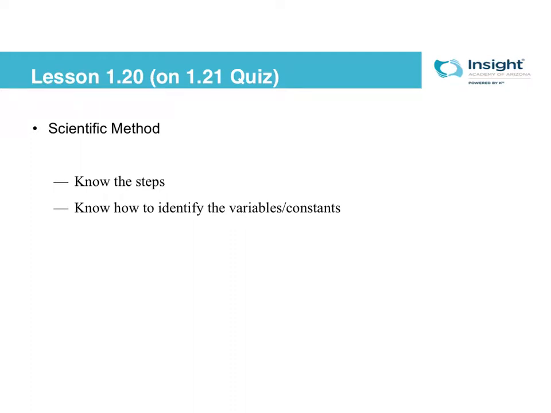The other lesson for the 1.21 quiz is 1.20, and this is all about scientific method. You want to know the general steps and also how to identify the different variables. So we'll define independent and dependent variable here, as well as what controls and constants are.